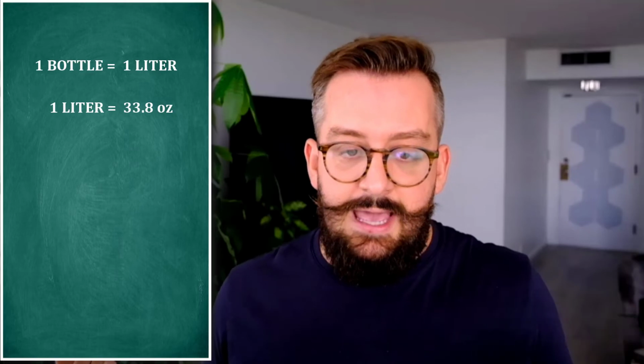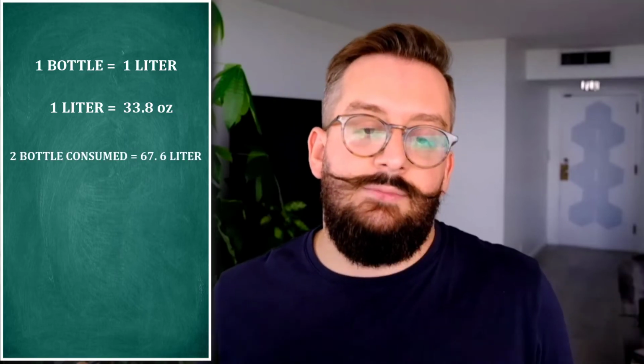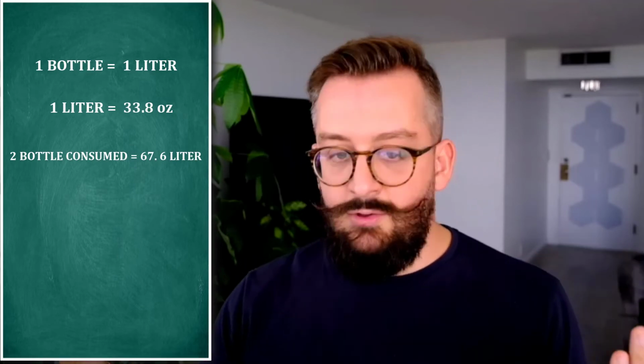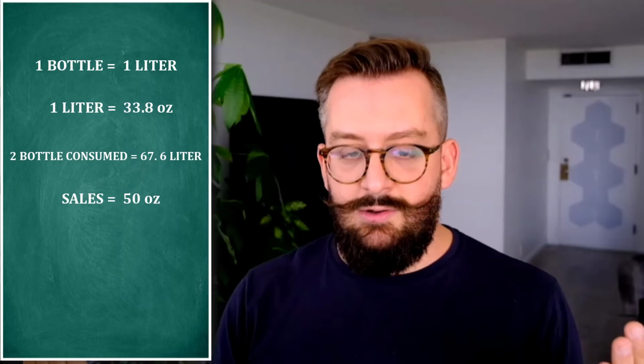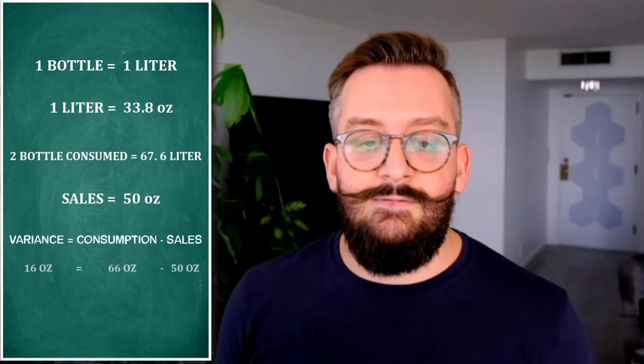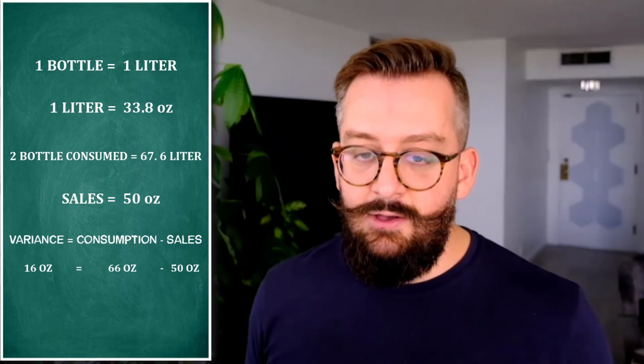Well, if that's the case, then if exactly 2 bottles were used, it's 33 times 2, so it's 66. So you could do 66 ounces and you could look at the sales, which in this case was, I think it was 40. I forget what I said. But whatever that difference is, that's the variance. And then you know how many ounces you're short. Okay, so those are the steps to calculate.